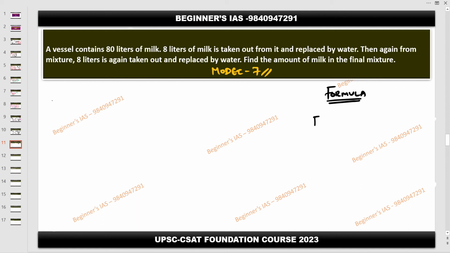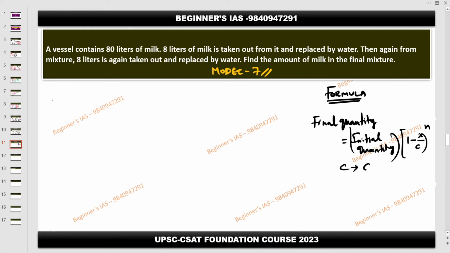So here they will ask you to find out the final quantity or else final mixture. To find out the final quantity or final mixture, what you need to do is initial quantity. So take this note. Initial quantity into 1 minus x by c the whole power n. So here the c is nothing but the capacity of the vessel.